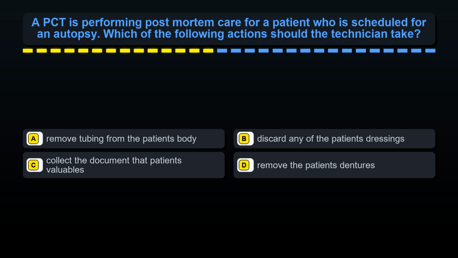Option A. Remove tubing from the patient's body. Option B. Discard any of the patient's dressings. Option C. Collect and document the patient's valuables. Option D. Remove the patient's dentures.